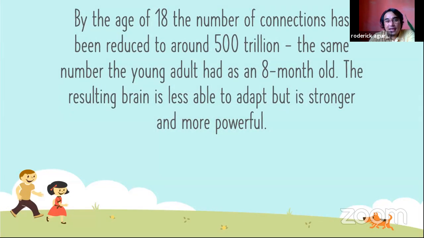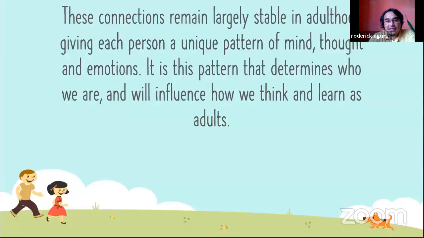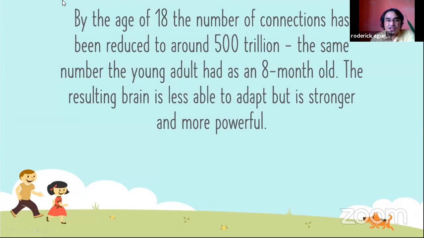Sad. By the age of 18, the number of connections has been reduced to around 500 trillion, the same number the young adult had as an 8-month-old. The resulting brain is less able to adapt, but is stronger and more powerful. See, that's how important early childhood years development is.